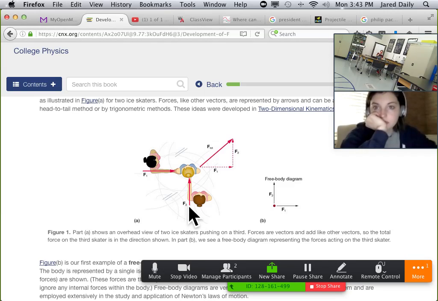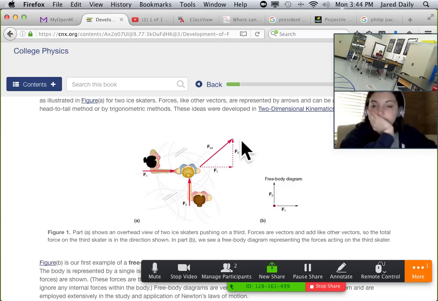And then this skater behind the blue skater is going to push forward with force 2, or push upward, or however you want to think about this. So we have force 1 and force 2, and the combined force, since these are vectors, will add just like velocity vectors or displacement vectors, put them head to tail, and you get this third vector, which is the sum of those two vectors, the total force.